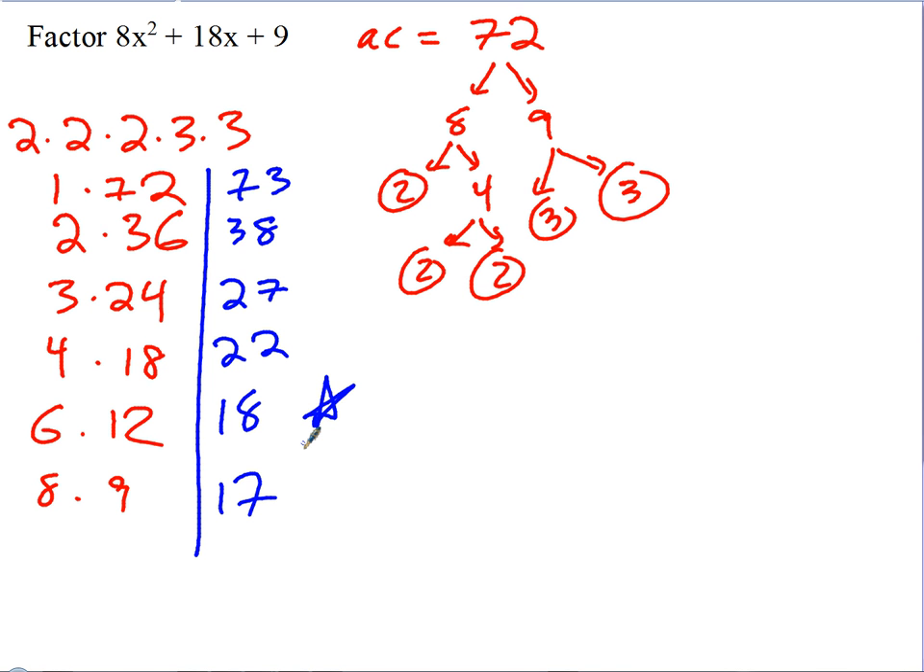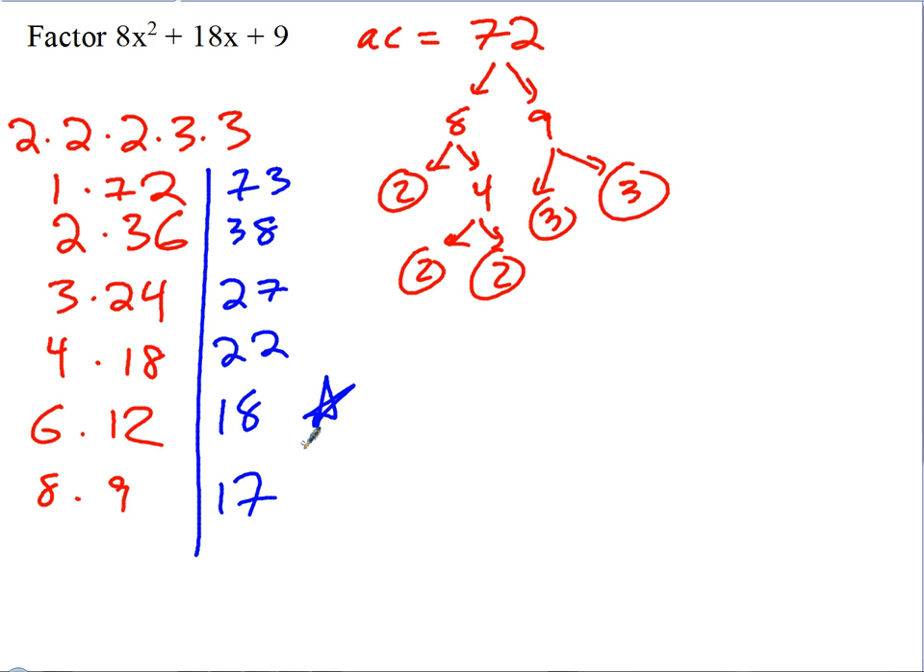Notice that when the 2 numbers that I'm multiplying, the factors of 72, are highly disparate, when one's really big and one's really small, the sum is big, right? 1 and 72, that's as far apart as you can get. The sum is 73. But as the factors of 72 get closer and closer together, notice that the sums get smaller. That will always be the case, by the way.